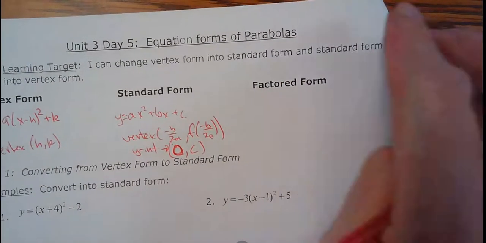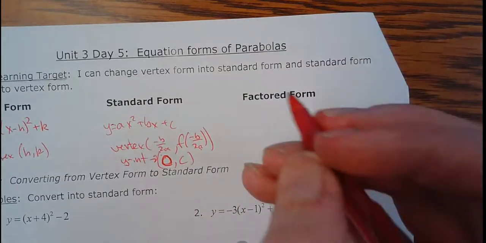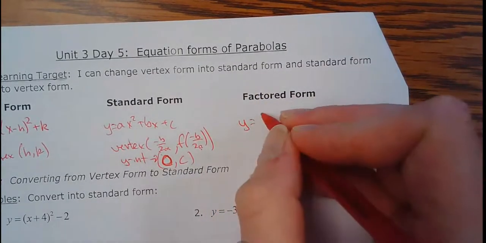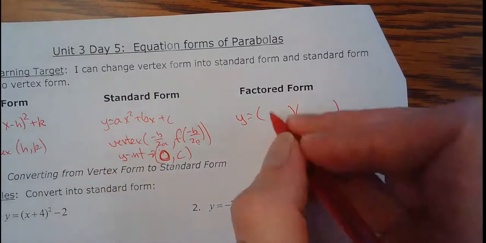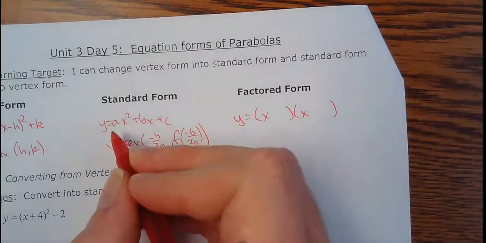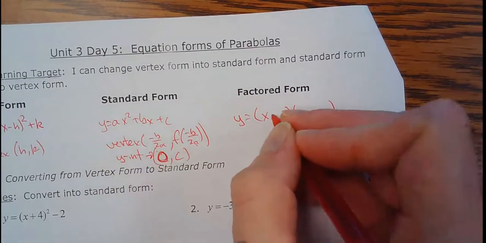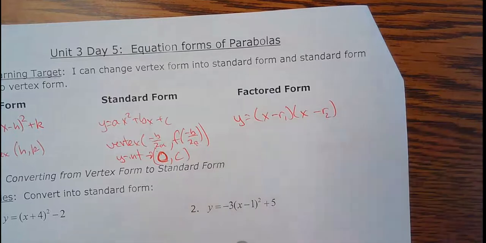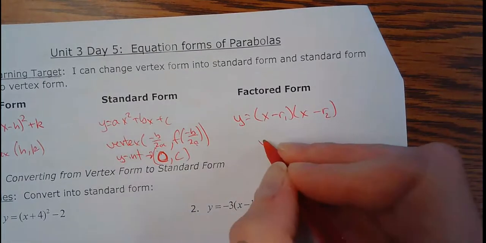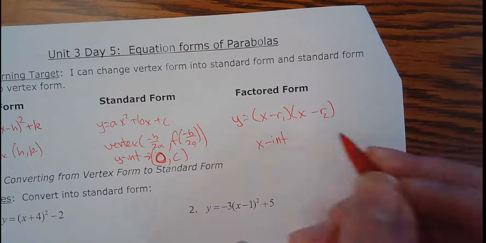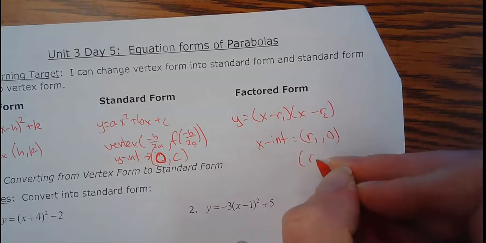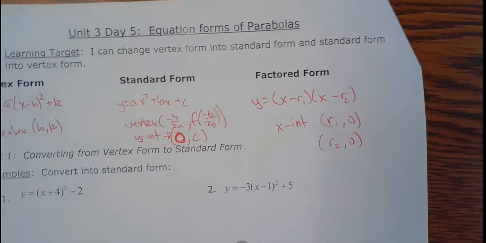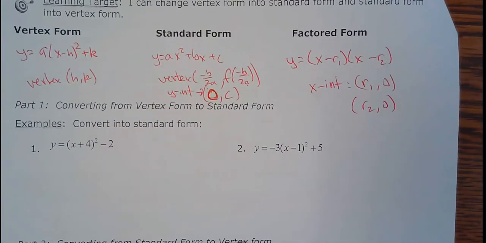Factored form we didn't say a whole lot about, but we will see in the future, we'll start working with it. But factored form is when you write down the factors, like what two binomials did we multiply to get this standard form. So if a is a 1, we'll have like (x minus r1)(x minus r2), where these r's are the roots. So these are the x-intercepts: r1 comma 0 and r2 comma 0. Now, converting vertex form to standard form is probably the easier way to go.